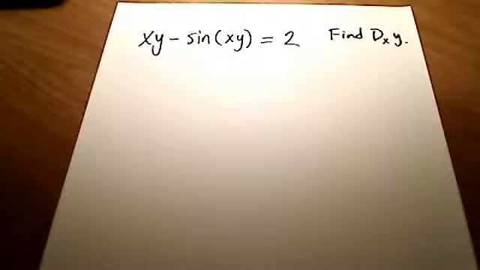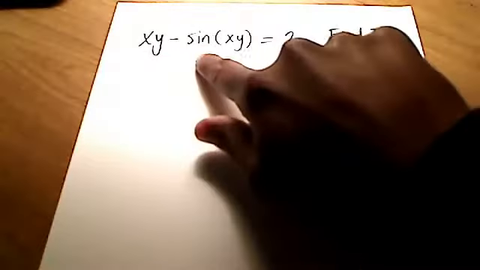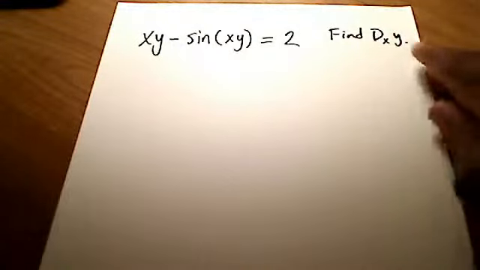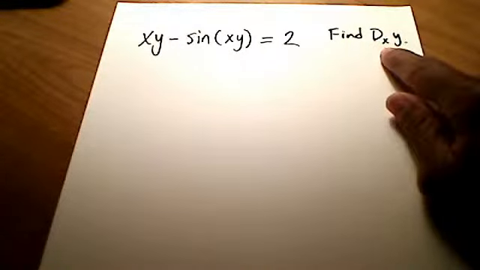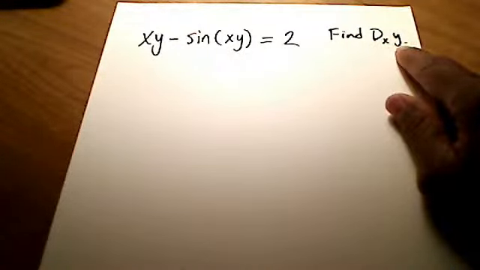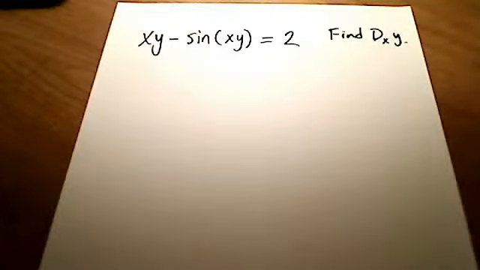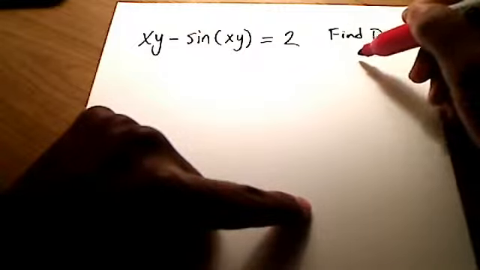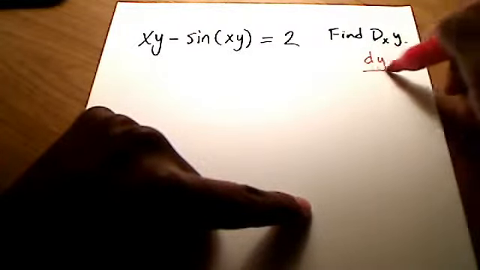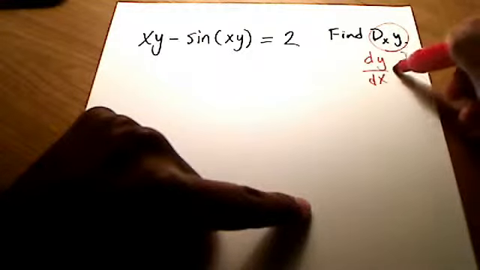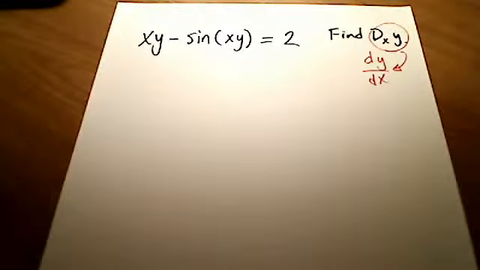Alright, in this problem here, we have an equation, xy minus sine of xy equals 2, and they want us to find d sub x y. Now, if you haven't seen this notation before, it's just a fancy way of saying, hey, can you find the derivative of y with respect to x? So this notation here simply means, can you find dy/dx?